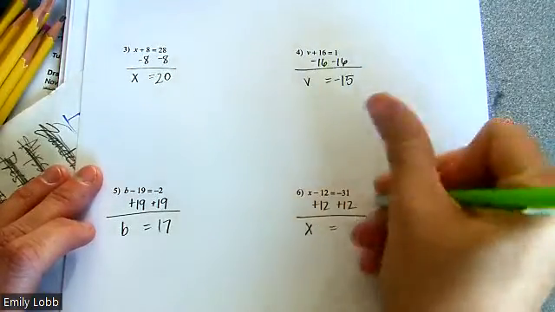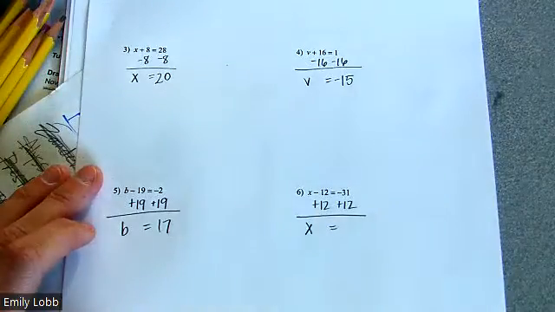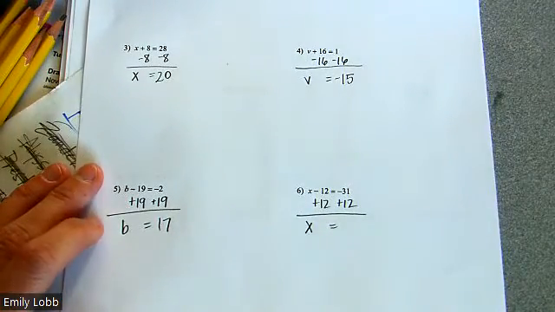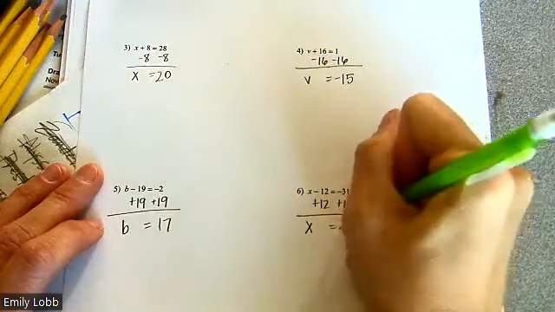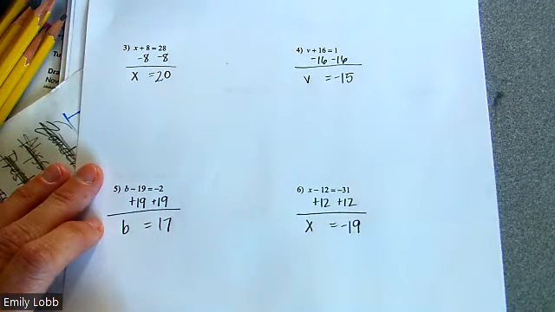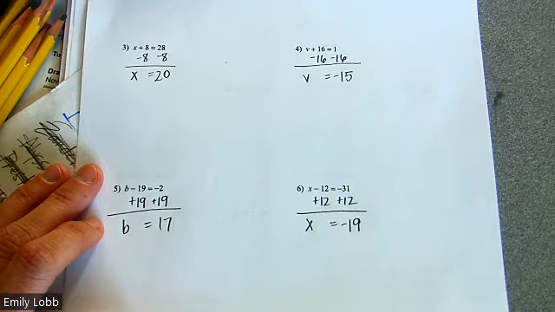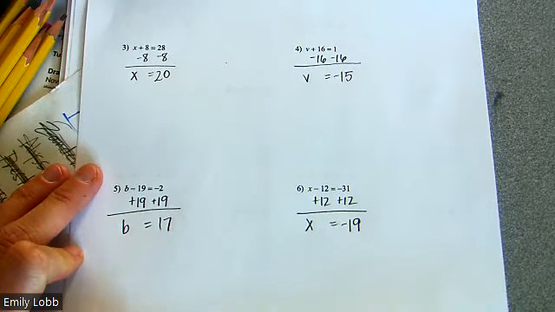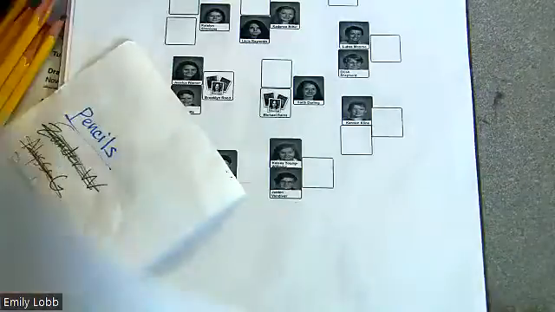x equals, my signs are different, so I'm really subtracting. Did you get negative 19? So negative 19 minus 12 is negative 31. Yes? Did you guys get that there? Yes, okay. The back side of page 1.